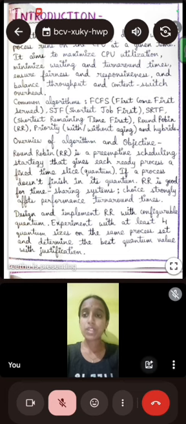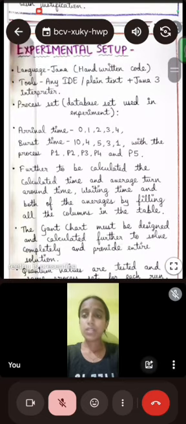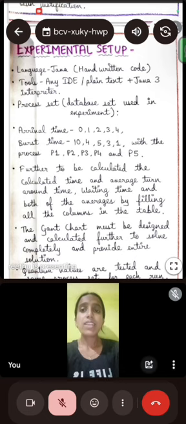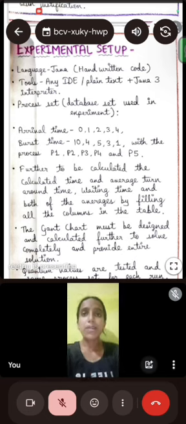So let me continue with the next part. The next part is the experimental steps. The experiment was conducted using a fixed data set of five processes, each having predefined arrival times and CPU burst durations. These processes are intentionally varied in size to observe the effect of preemption and time slicing, using the Java programming language, chosen for its portability, object oriented structure, and ability to simulate process states using classes and queues.